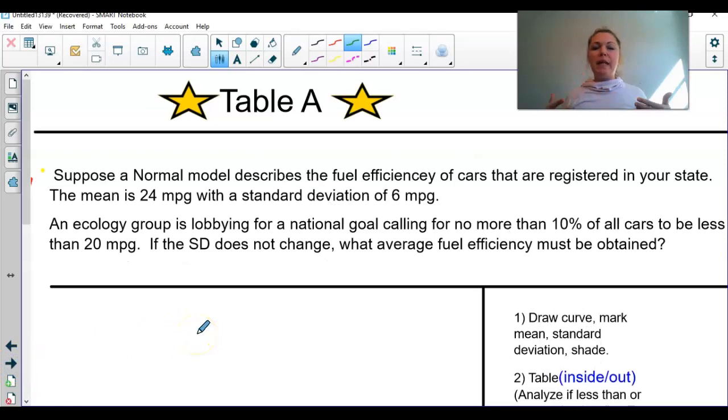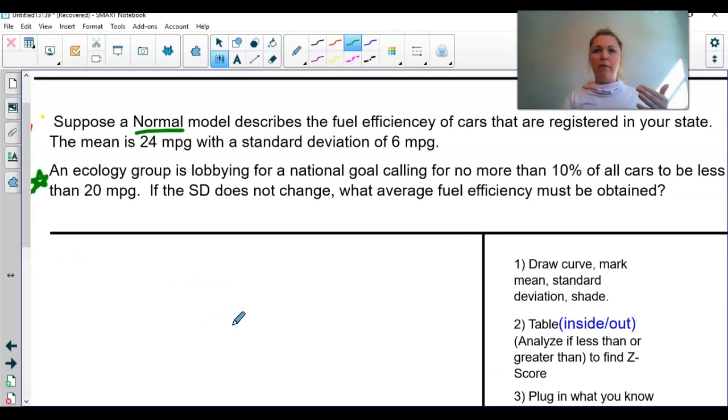An ecology group is lobbying for a national goal, calling for no more than 10% of all cars to be less than 20 miles per gallon. If the standard deviation does not change, what average fuel efficiency must be obtained? Whenever you see the normal model, get in the habit of drawing the curve, because sometimes it'll be a little more difficult, like this problem. When you draw the curve, you can see it and it will come to you. What do I know? I know ZOMS. What can I do from here?